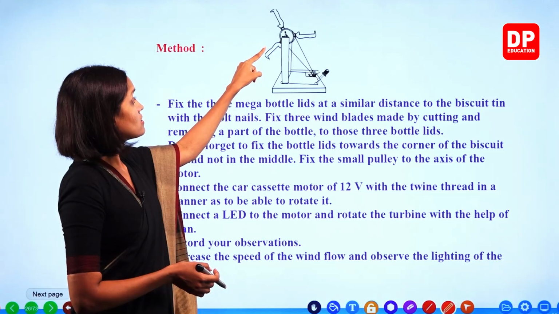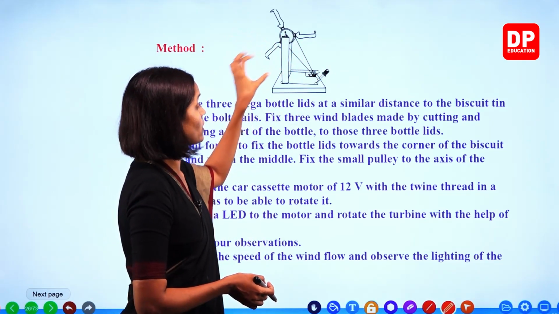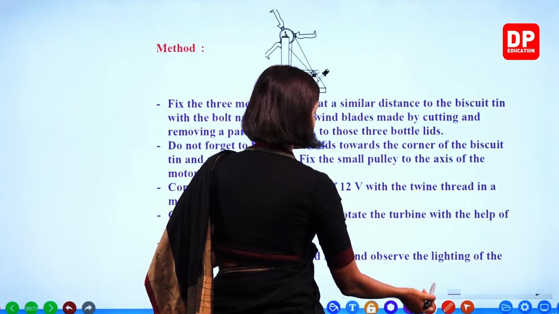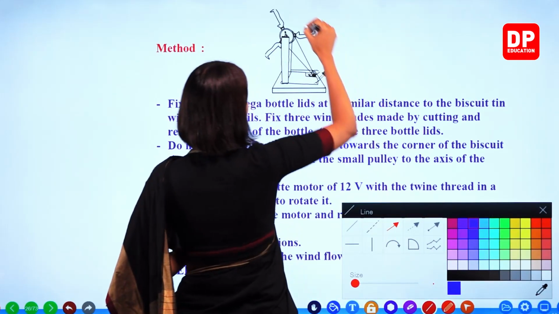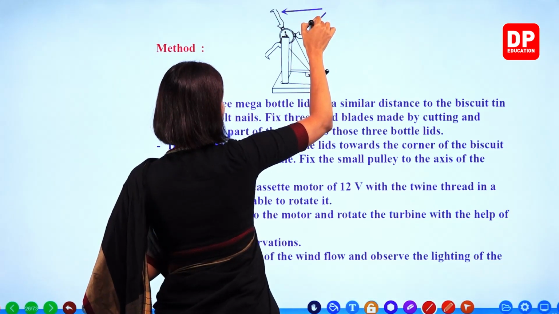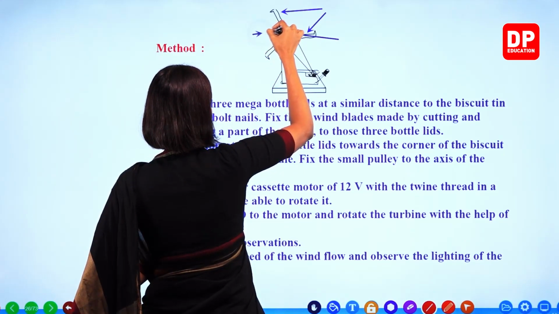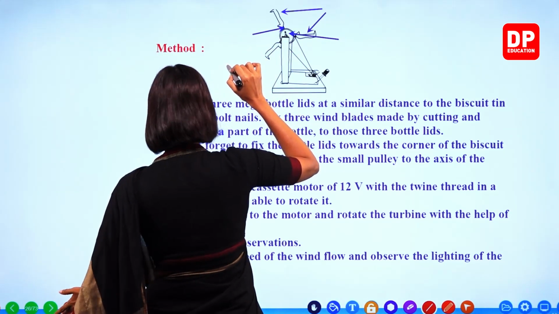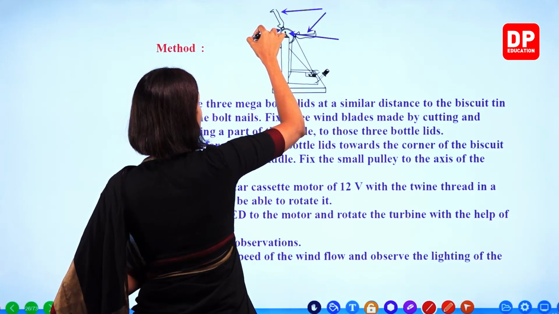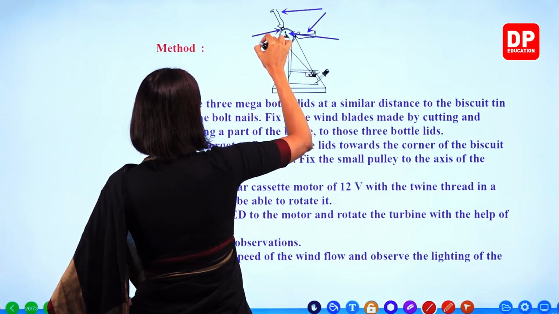So you have to cut the 3 mega bottles in a certain way that they look like wind blades. Okay? So we will label this diagram, children. When we label, it's easier to understand. So these are the mega bottles. Right? This is the biscuit tin and these are the bottle lids. Here you all can see you have to fix the bottle lids to the tin and then bottles to the lids.